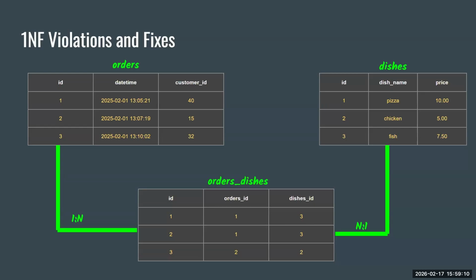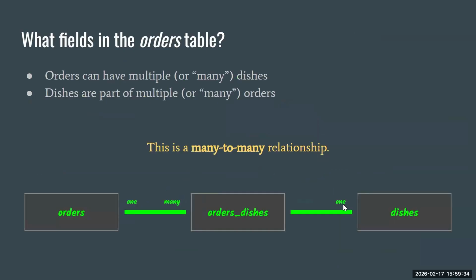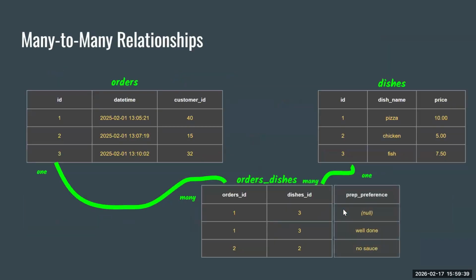Well, in this example, it doesn't make much of a difference because we're only tracking the relationships in this table. So removing one is as effective as removing another. But let's say we added a new attribute to this table called preparation preference. And that's what I did accidentally when I... all right, prep preference. So order number 1, dish number 3, customer number 40.